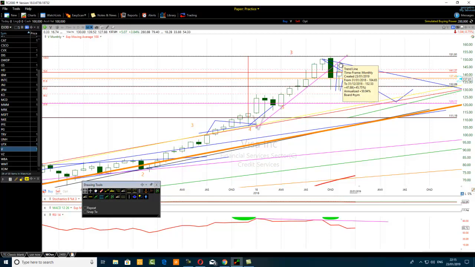All right, so this will conclude our discussion today about how to trade bearish RSI divergence little by little.